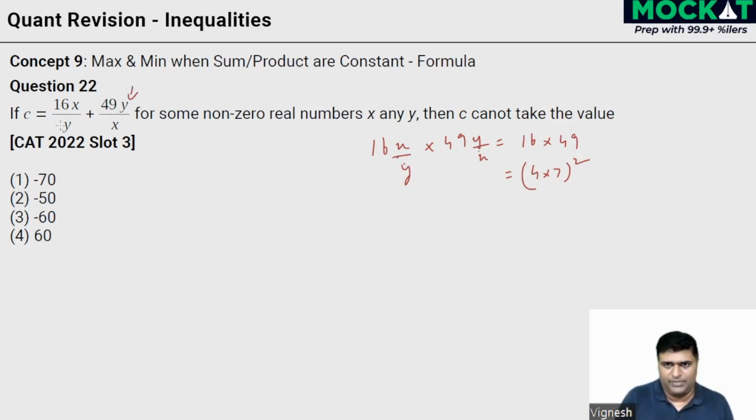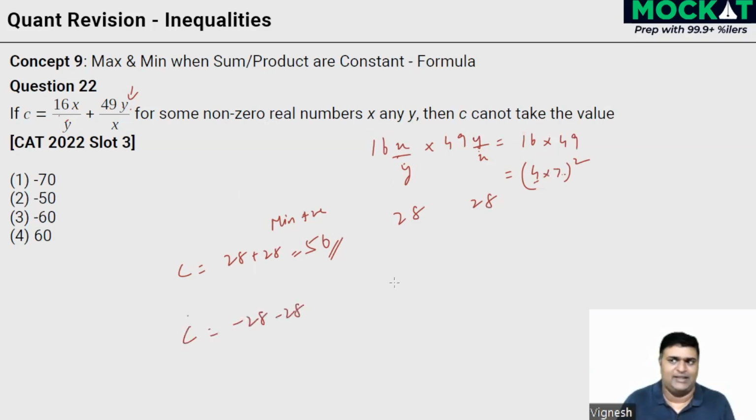Each of them is going to be 4 into 7 and 4 into 7. I have to equally distribute, right? 28 and 28. That's what it means. So if it's 28 and 28, C equals 28 plus 28, the minimum positive value, 56. But it can be negative as well, right? Some non-zero real numbers x and y can be negative as well. So on the negative front, it's minus 28 and minus 28. If I apply the square root over here, it can be plus or minus 28. So minus 28 minus 28 can be minus 56, right?